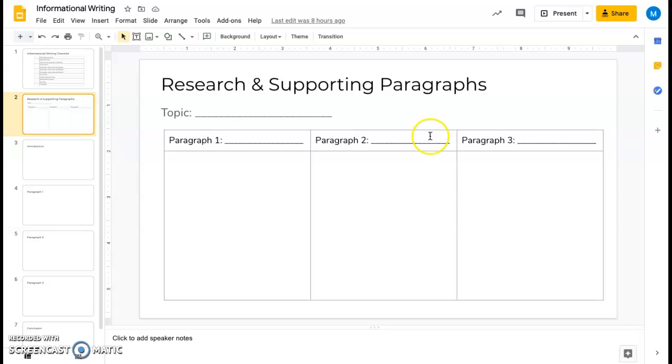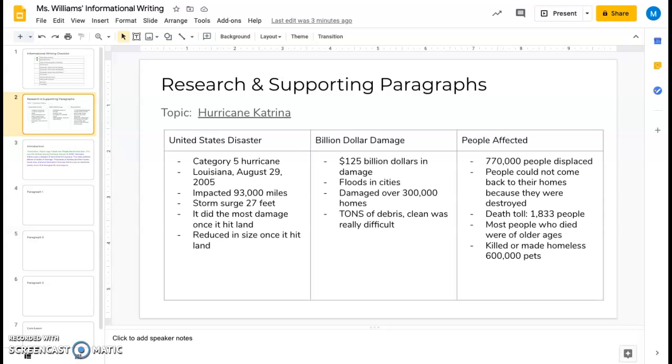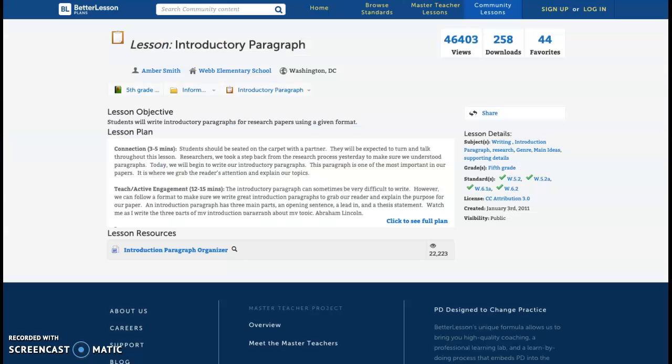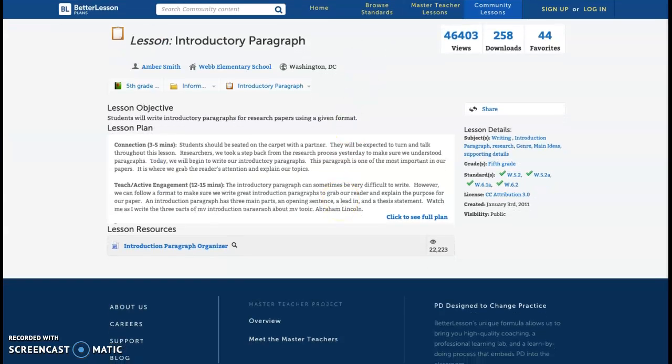So I filled in my topic, which I chose Hurricane Katrina, and I also put in my paragraph headings that I came up with. So as you can see, I wrote Hurricane Katrina, and when we were brainstorming, I came up with these 3 topics because when I was doing my research, I found lots of information about these things. I'll show you, oh, that's not it, sorry.